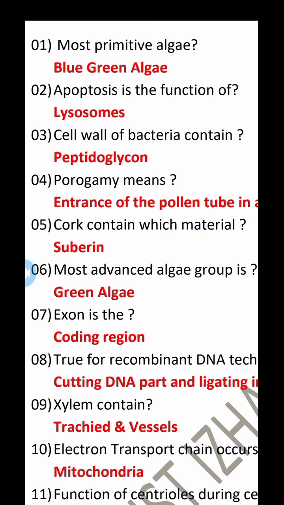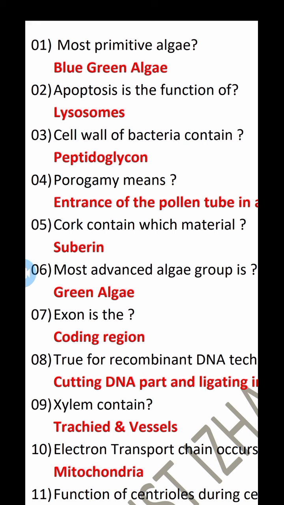Now MCQ number five. Cork contains which material? You know, cork is found in the plant stem. Cork contains which material? Here the answer is suberin. Suberin is a lipophilic macromolecule found in specialized plant cell walls whenever insulation or protection towards the surroundings is needed. Note, suberized cells form the periderm.